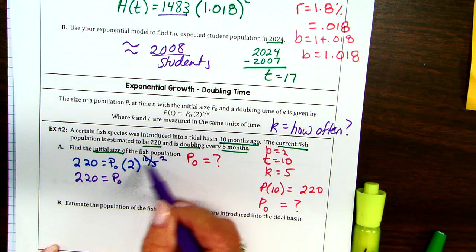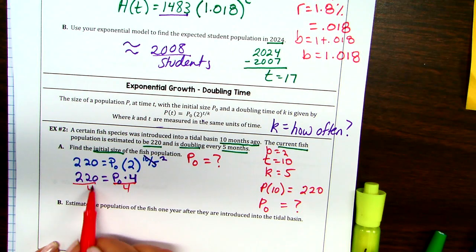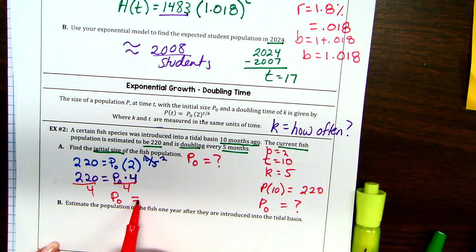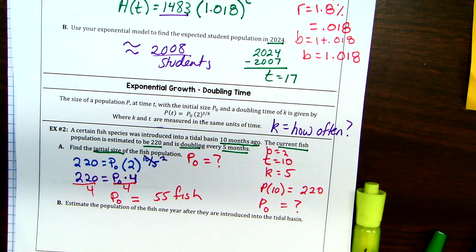So that's 2 to the second power, or 4. It looks weird, but this is just a variable. It's the same as saying x times 4 or 4x. To get that variable by itself, I would divide both sides by 4, and I get my initial population is 55 fish. Does my answer make sense? Start with 55, 10 months later, 220. Yeah, it does. I'm getting bigger. Doubling is going to be growth, right? Getting bigger.